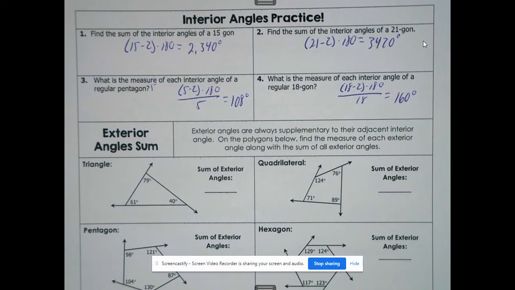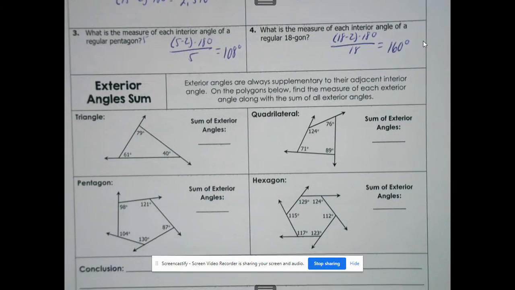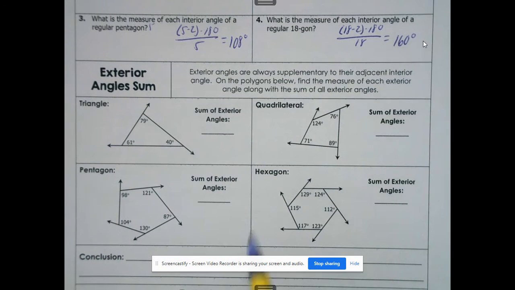All right, inside, outside time. Exterior angle sum.